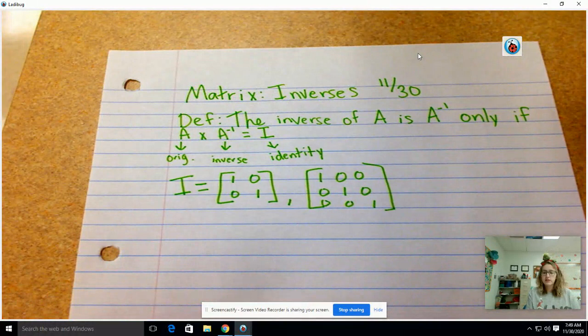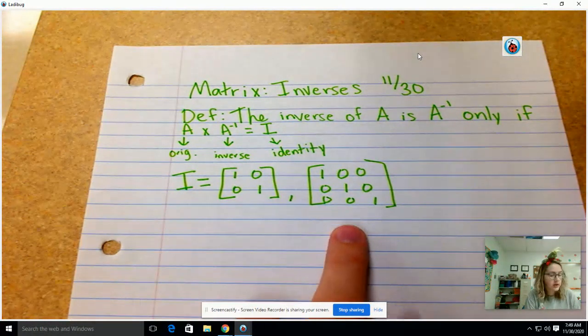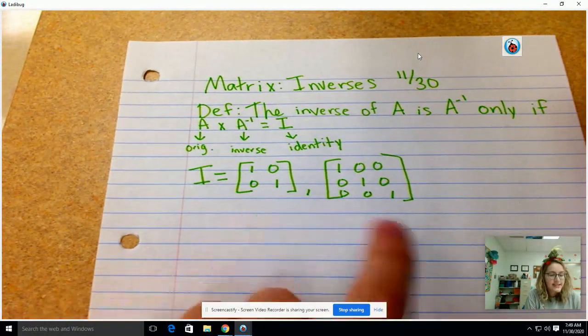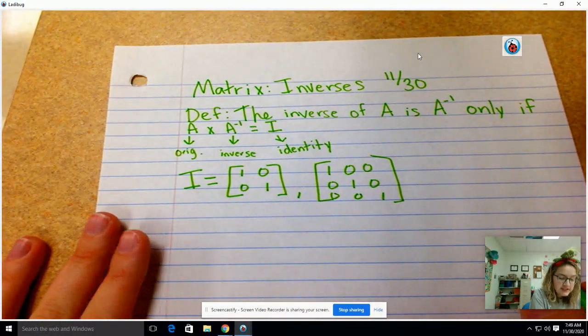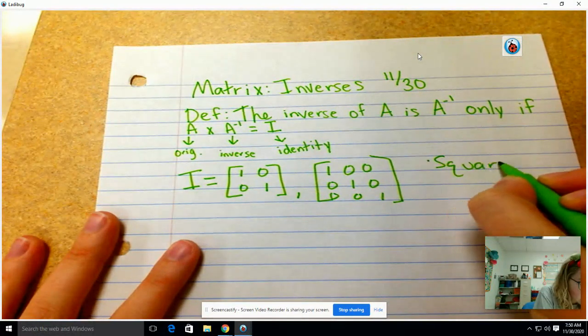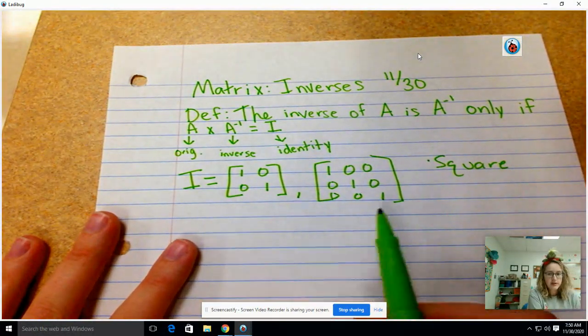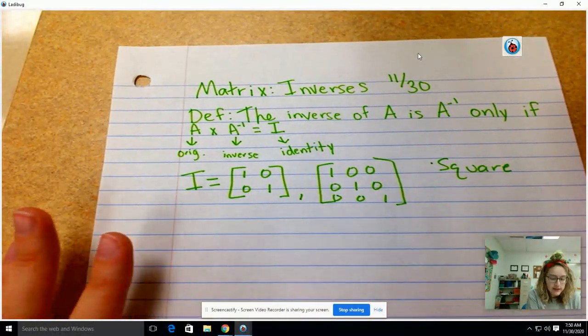And identity matrices can go up to 4 by 4, 5 by 5, 7 by 7. Matrices can be infinitely big, but we normally only deal with 2 by 2s and 3 by 3s for the purposes of our class. So the way to tell if something is an identity matrix is it's a square matrix. That means it has the same number of rows as columns. This is a 2 by 2. This is a 3 by 3. You wouldn't have a 3 by 2 or a 2 by 3, anything like that.